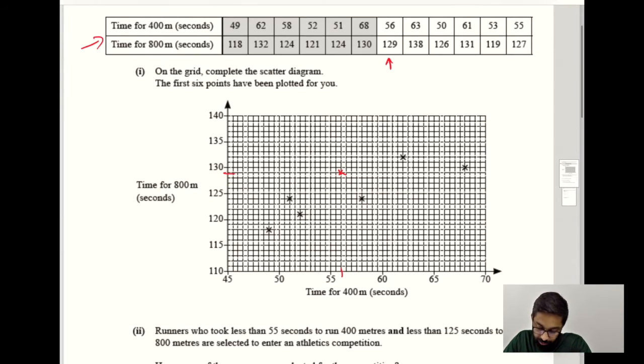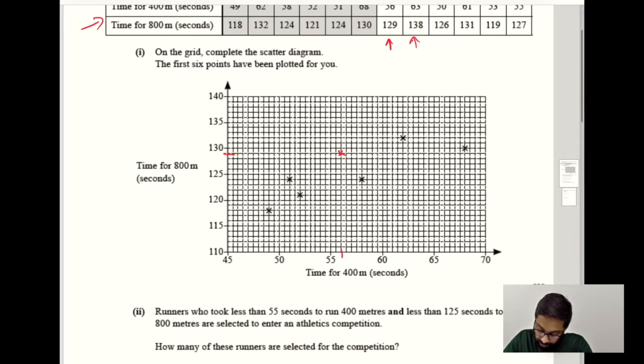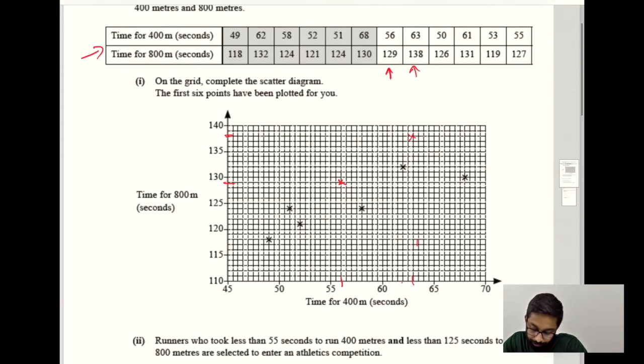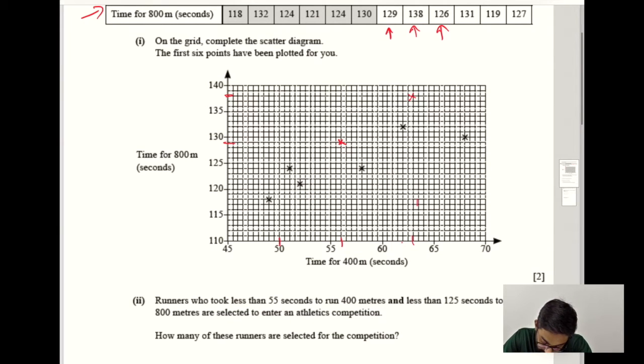Okay, I hope this is visible. 63 and 138. 61, 62, 63 is going to be here and then 138 is going to be here. So we go up from 63 all the way to 138, which is at this point. Okay. 50 and 126. 50 is here, 126 is here. So, 126 is here. So we go up from this point and we get a point there.